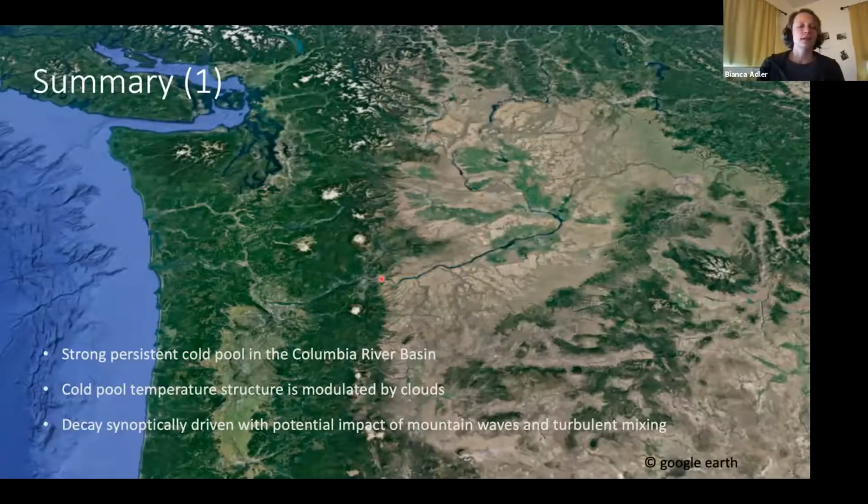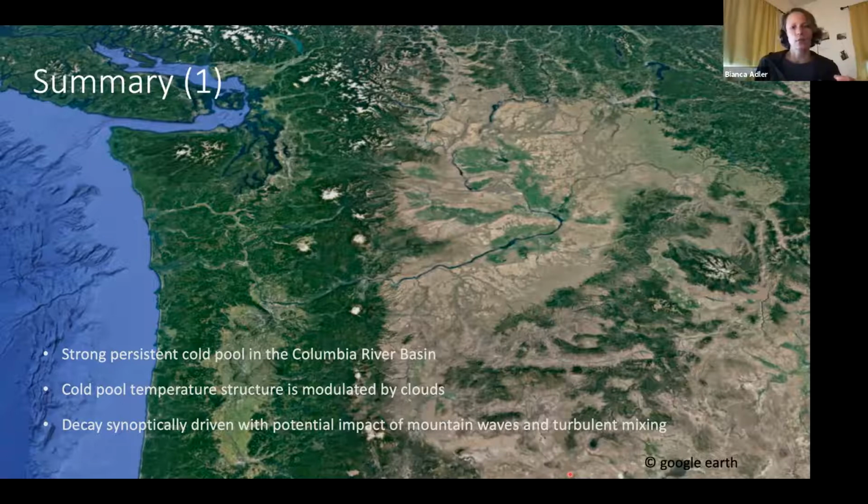Okay, so before we come to the second part of my talk, I would like to briefly summarize. We used in situ and remote sensing observations to study a cold air pool in the Columbia River Basin. And we found that the cold pool temperature structure is strongly modulated by clouds, leading to enhanced turbulent mixing in the subcloud layer and a near isothermal temperature structure.